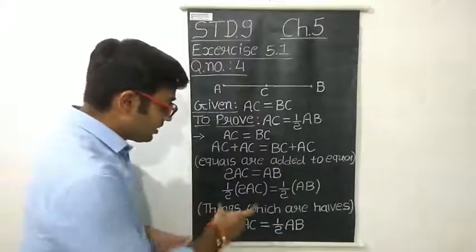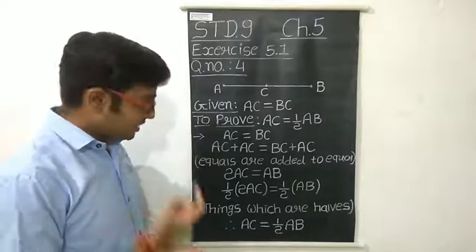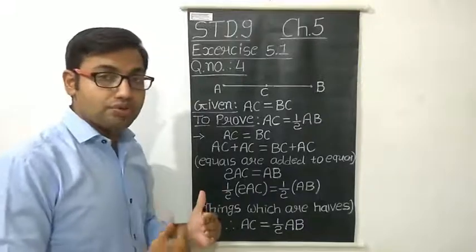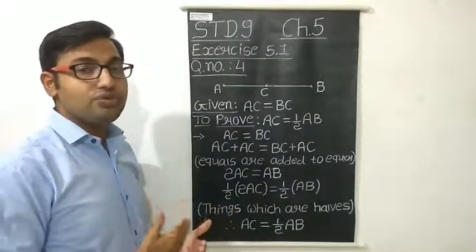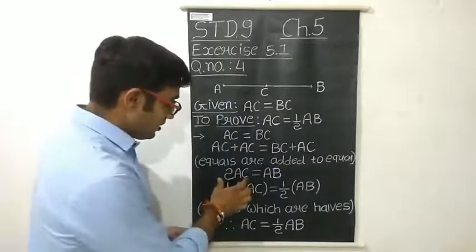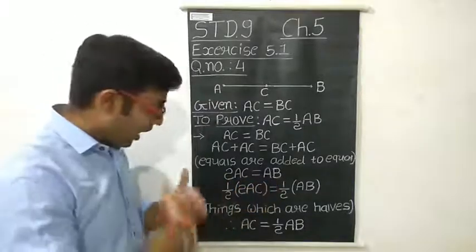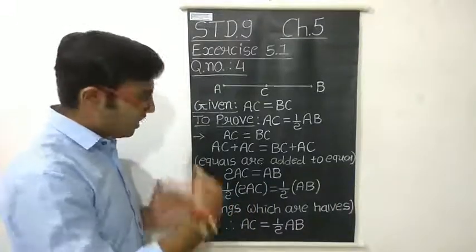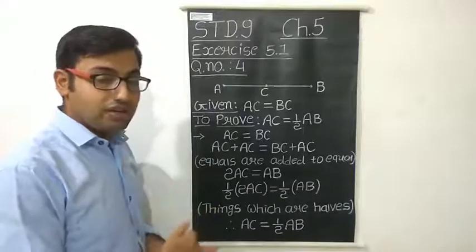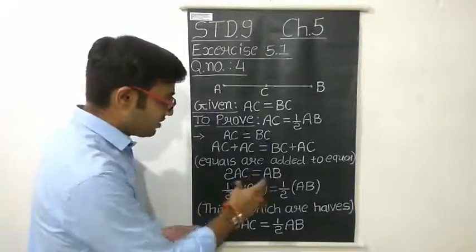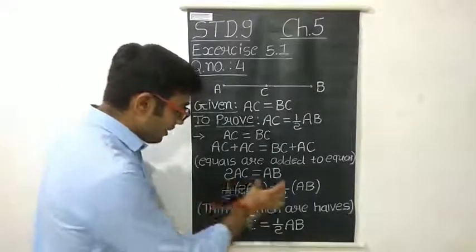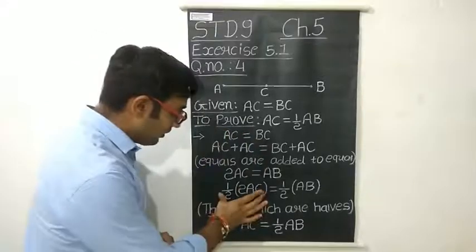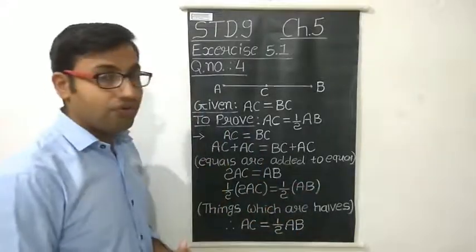So how can we do this? Divide both sides by 2. See, there is one more axiom that states that things which are halves of the same things are equal to one another. So these two things are equal. If we halve, that means if we divide both the things by 2, then whatever remains after dividing these things will also be the same. So by dividing both sides by 2, whatever we get will be equal. So here we get AC and here we get 1 half of AB.